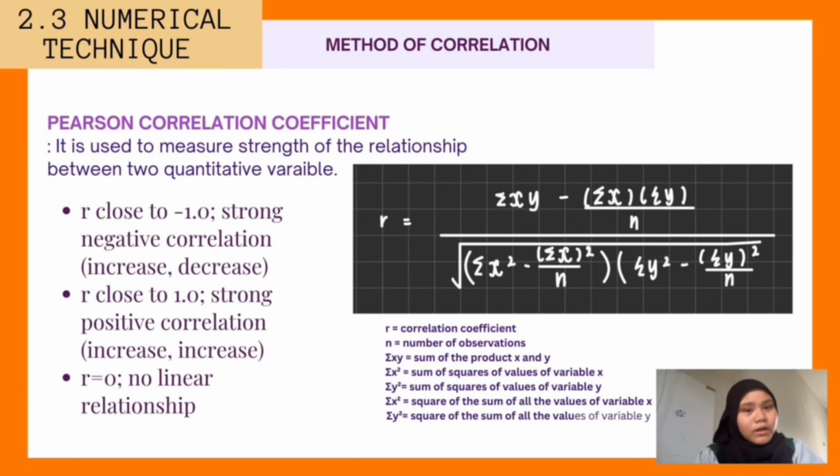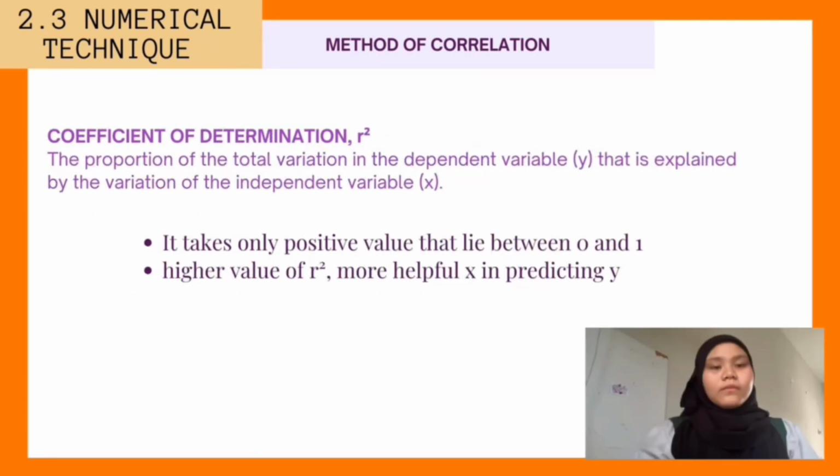While when the value of r is close to 1.0, it shows a strong positive correlation between the two variables. This means an increase in one variable will also cause the other one to increase. But when r equals 0, it shows that there is no linear relationship between the two variables. Next, the coefficient of determination, which is R squared.